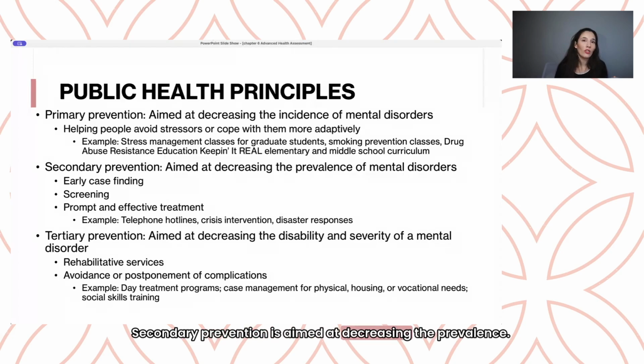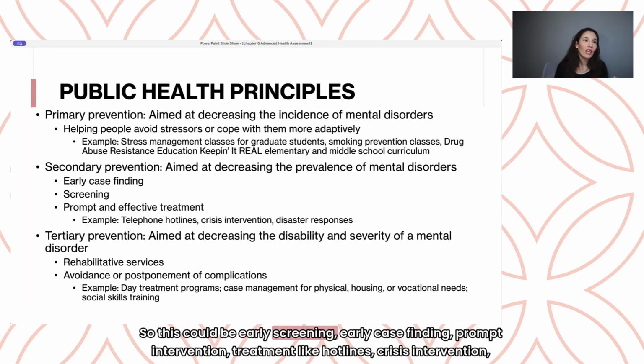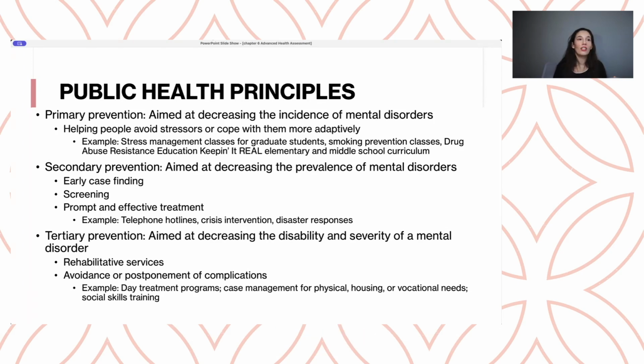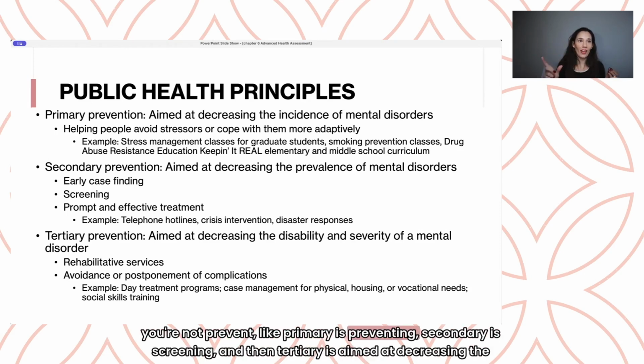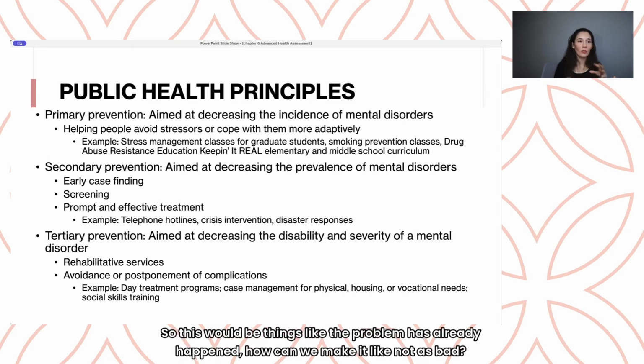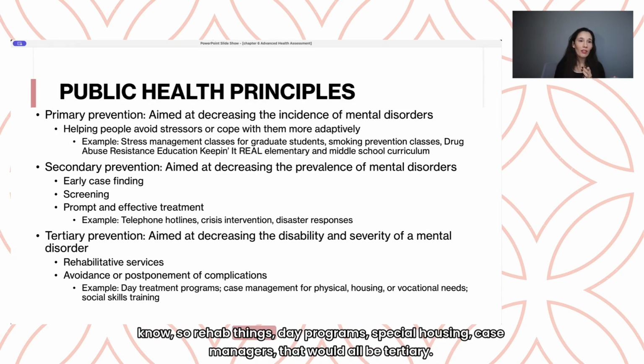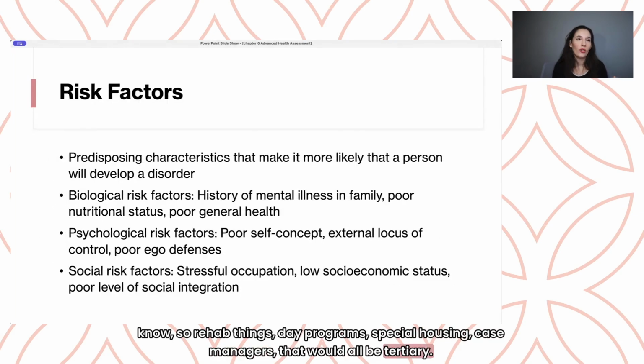Secondary prevention is aimed at decreasing the prevalence. So this could be early screening, early case finding, prompt intervention, and treatment like hotlines, crisis intervention, and disaster responses. I always remember secondary is usually anything that's screening. Primary is preventing, secondary is screening. And then tertiary is aimed at decreasing the disability and severity. So the problem has already happened. How can we make it not as bad? Rehab, day programs, special housing, and case managers would all be tertiary.